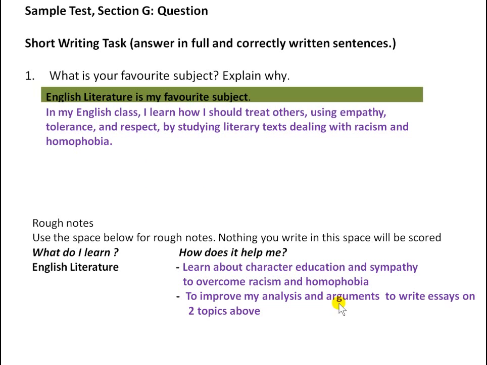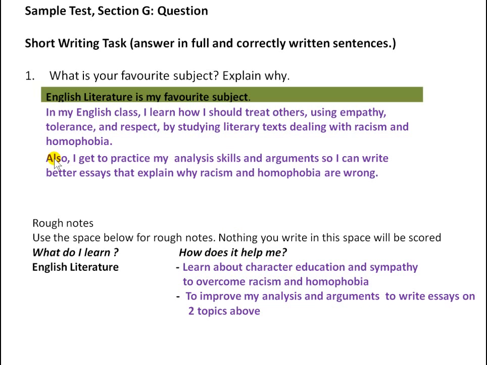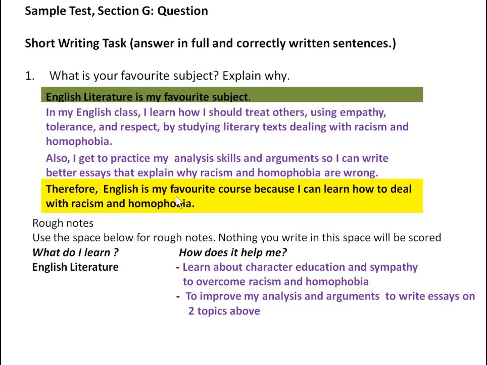The second point deals with this component. So, I assert also, I get to practice my analysis skills and arguments so I can write better essays that explain why racism and homophobia are wrong. Once I've got my 2 proofs, I can now conclude. Therefore, English is my favorite course because I can learn how to deal with racism and homophobia. You've got your assert, proof 1, proof 2, and an ending. Therefore, you've gone APE, and you followed the 6 lines only.